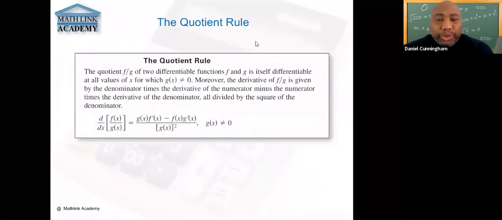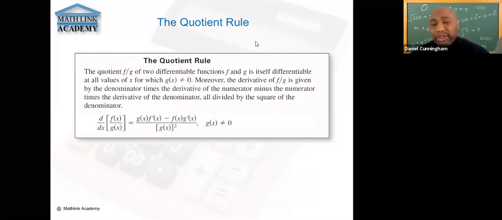Now the quotient rule is a little more involved, but you should memorize this because there's a pattern. The quotient rule, which again, we're talking about dividing, a function f divided by g, can be written as f of x over g of x. To find the derivative of this, I'm going to clear it so you can see what I'm saying.